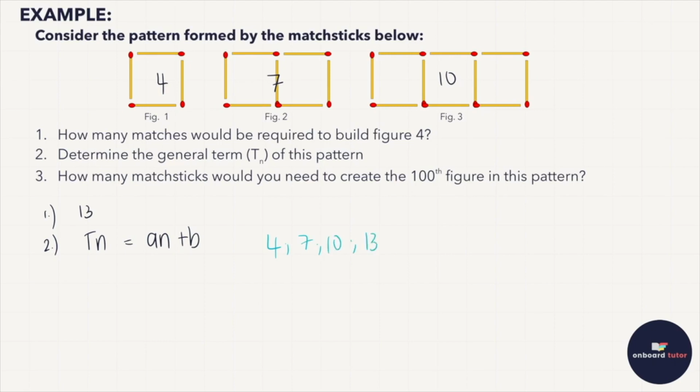I can work out a constant difference. 4 plus 3 is 7, 7 plus 3 is 10, 10 plus 3 is 13. So that means the A value there is going to be 3. And then to get the B value, we would simply say B is equal to our first term, 4 matches, subtract the difference, B is equal to 1. And so now I can write my general term down. It is 3n plus 1.